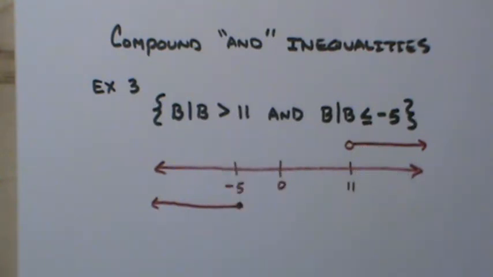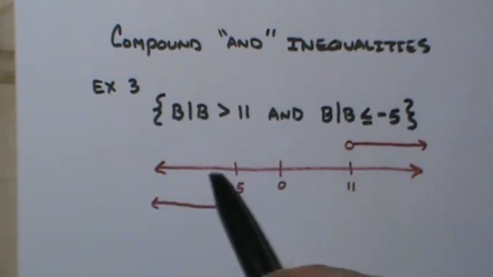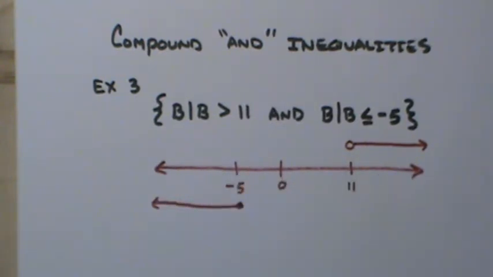So as you look at the picture, there is no overlap. And if ultimately you're not going to have anything shaded on your number line, you would have to answer with the empty set. Meaning you were so restrictive, you had two conditions that could never occur at the same time, you would have the empty set.